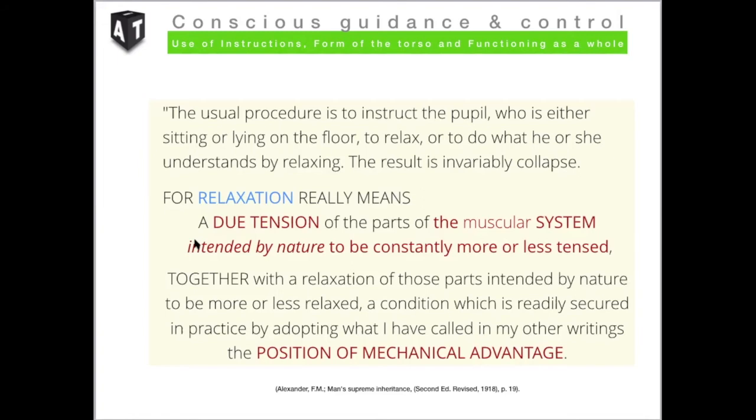So it's release of muscles, of course, in order to discover that the right thing will do itself when you stop contracting. So that's the main scheme of the modern Alexander technique. But suddenly, we have a different view here. We see that Alexander is not for release, is for due tension. And so there is in the center, you will see, there is this idea of due tension of the part of the muscular system intended by nature to be constantly more or less tense.